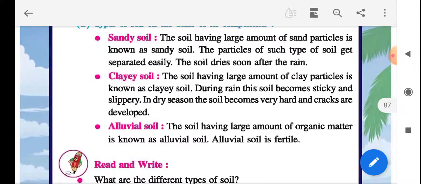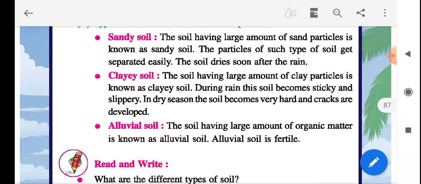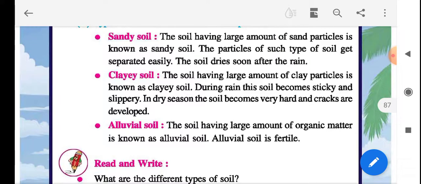Second is clay soil. The soil having a large amount of clay particles is known as clay soil. During the rain, the soil becomes sticky and slippery. In dry season, the soil becomes very hard and cracks develop.